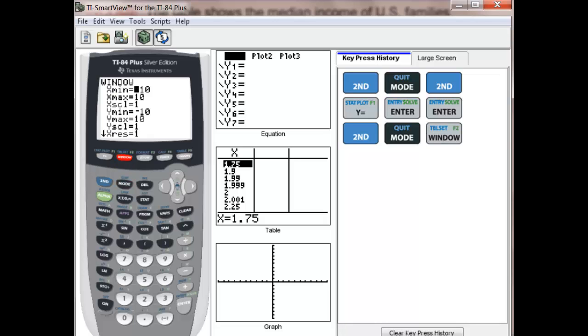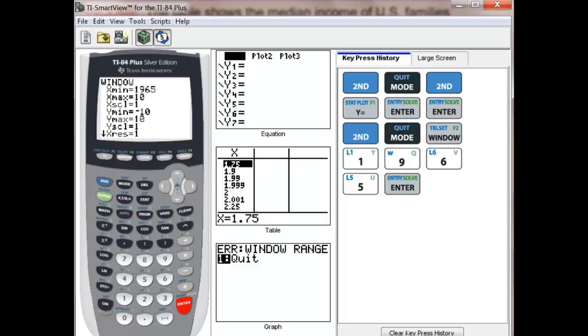Now for your window, this is what a standard window is. I call it a -10 by 10. But that's not going to show because our years range from 1970 to 2002. So look at your smallest year. Your smallest year was 1970. Put in something a little bit less than that. I'm going to go 1965. And then your X max, your largest year was 2002, so I'm going to go 2010.